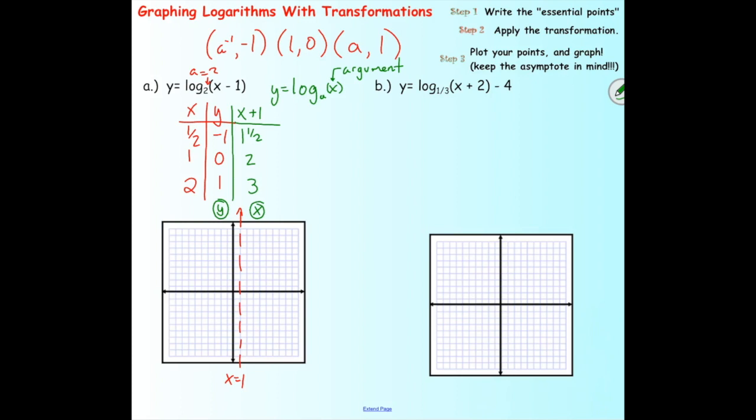So let's graph now. Carefully graph this, kind of going backwards from the table here. 1.5, -1. Boom. 2, 0. Boom. And 3, 1. Boom. It looks kind of like the normal function just shifted to the right one. It exactly is, right.